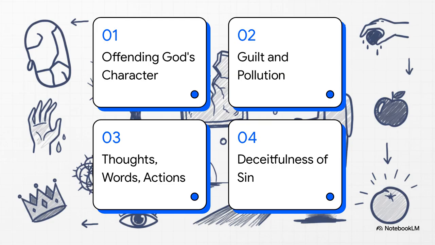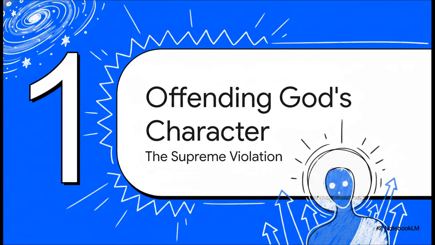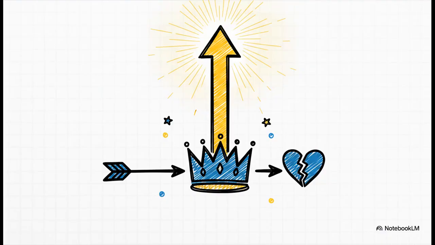We'll be utilizing a zoom-in structure today, looking at 4 specific categories: offending God's character, guilt and pollution, thoughts, words, and actions, and lastly, the deceitfulness of sin. All right, starting at the very highest cosmic level, we have Section 1, offending God's character, or the supreme violation. Dr. Peterson's absolutely crucial first point here is that all sin, regardless of who or what the immediate victim is, is ultimately framed as a direct offense against the supreme character of God himself.